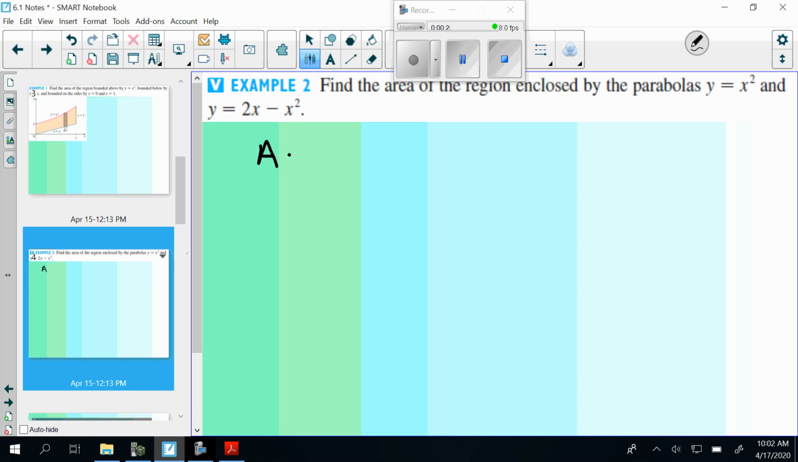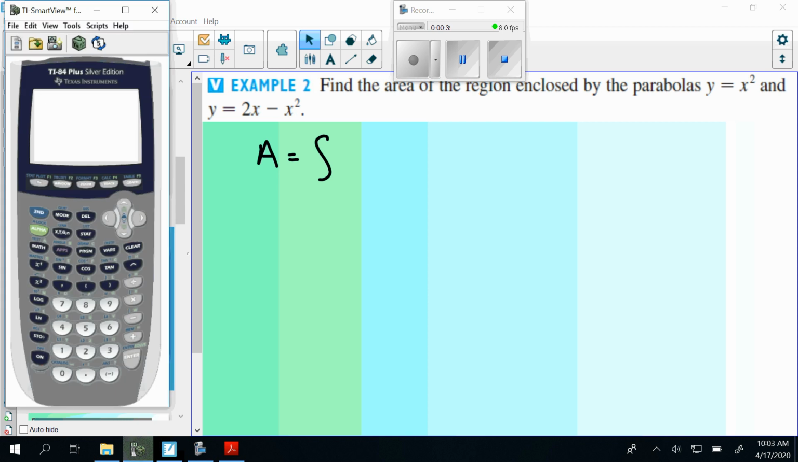So one thing you'd have to do on this one when you're setting up your integral to figure out the area is you need to know what those limits are going to be, where these intersect. We looked on the last notes that you could set these two equations equal to each other and solve it that way mathematically. I'm going to show you on the calculator how you can also do that. So go to your calculator, bring up your graph part by hitting the y equals button, and type in these two functions, x squared and 2x minus x squared.